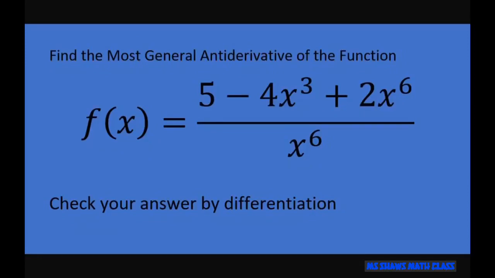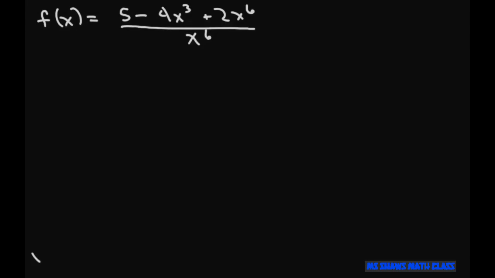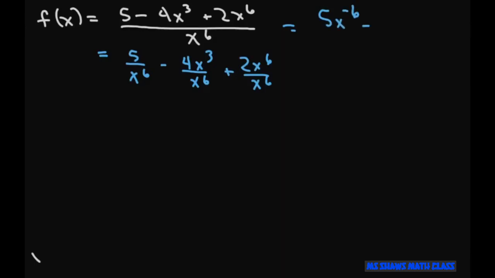Hey everyone, we're going to find the most general antiderivative of the given function and check our answer by differentiation. So here's our equation. The first thing we want to do is just rewrite this, put this x to the 6 under each piece. And so what that gives you is 5x to the negative 6 minus 4x to the negative 3 plus 2. So that's going to be our equation we're going to deal with.